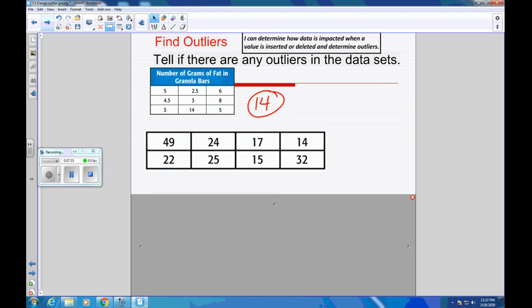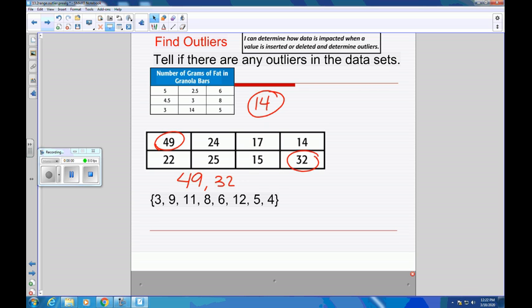In this one we have 49, 22, 24, 25, 15, 17, 14, 32. Most of the data is pretty close together, except for sure 49. 49 is way out there, and you could even say 32. That one is a little bit closer, but that could count as an outlier.